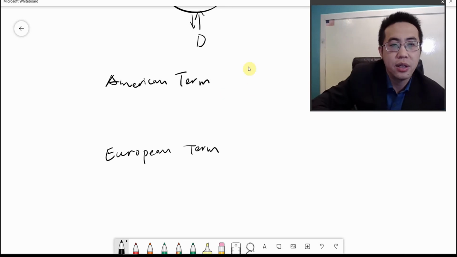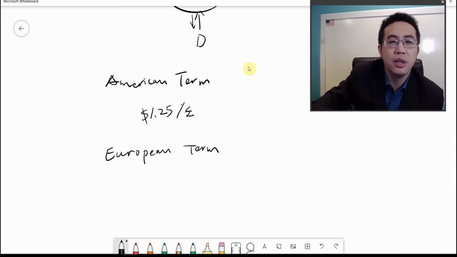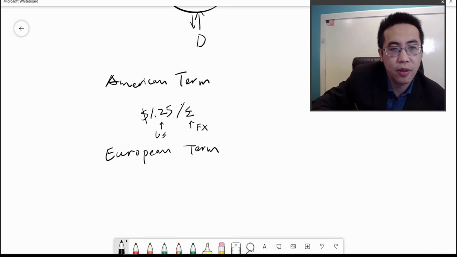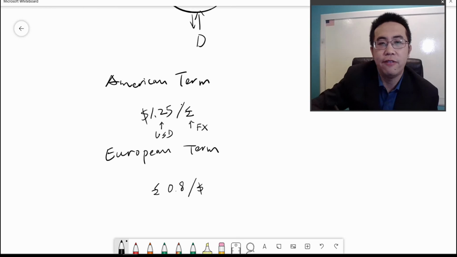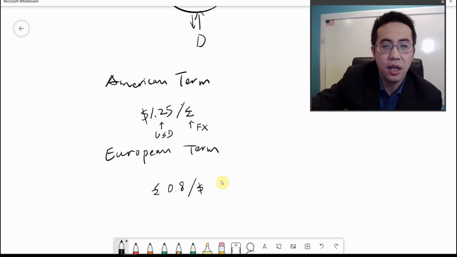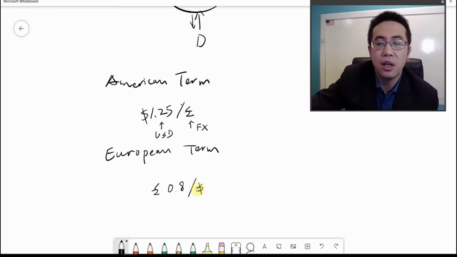And if I read this, 1 British pound is equivalent to 1.25 US dollars. So this is an American term. So it's 1 unit of a foreign currency in the amount of US dollars. The European terms would be the reciprocal of that number. If you take the reciprocal, it will be 0.8, and it is 0.8 British pounds per US dollar. If a Brit wants to buy a US dollar with their own currency, they would say, okay, it's going to cost 0.8 of our own currency, which is a pound, to buy 1 US dollar.